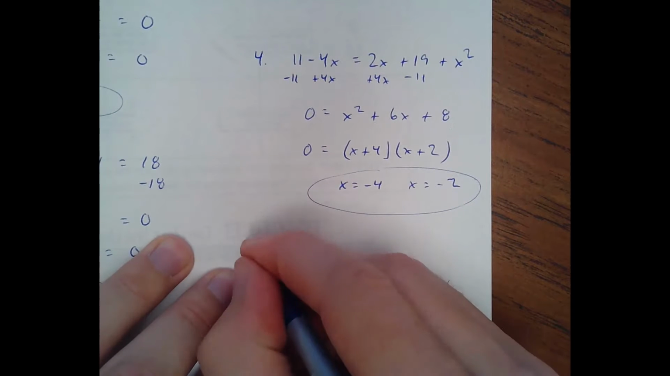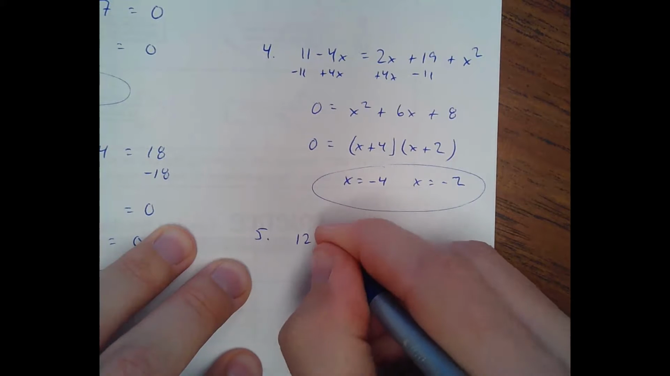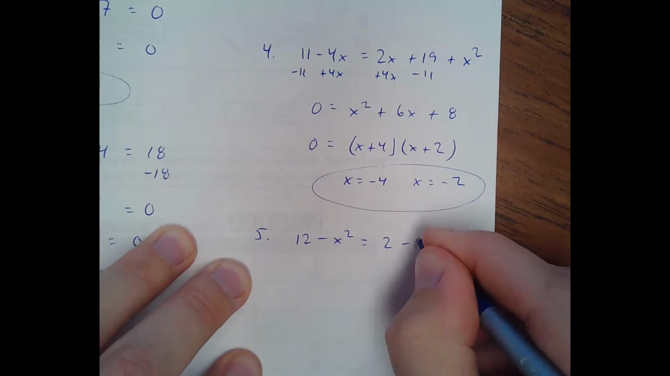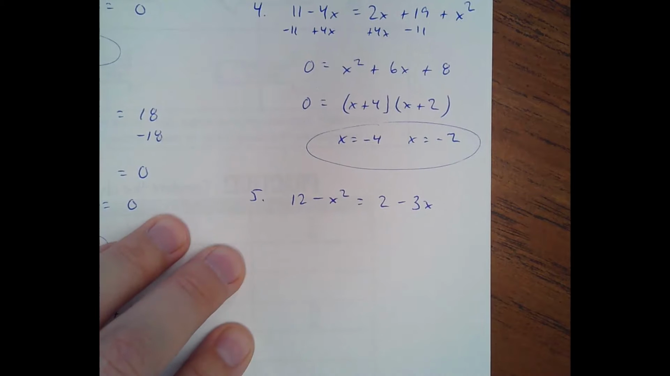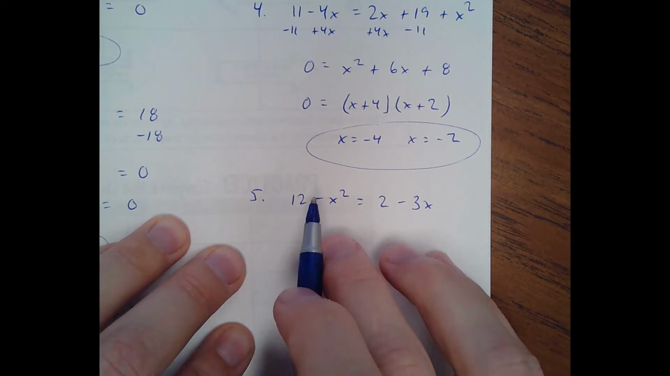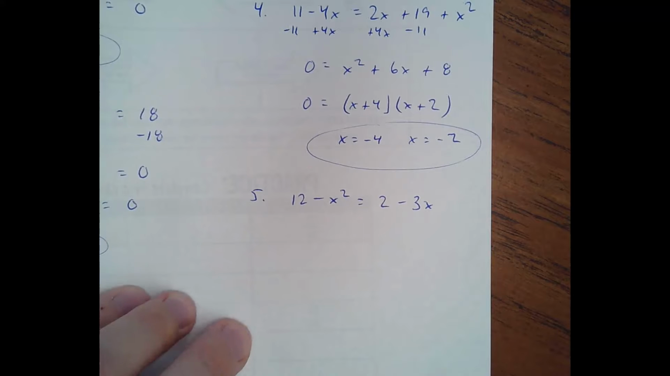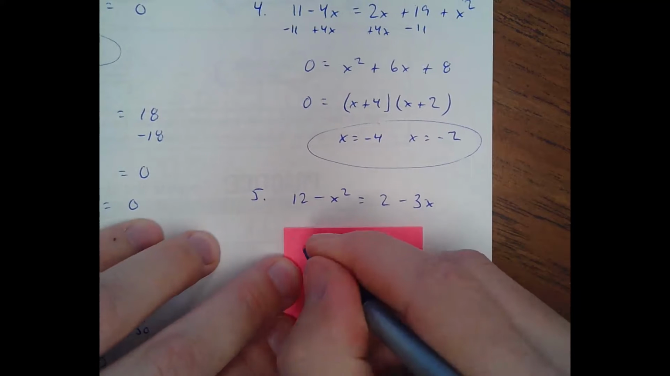All right, 2 more examples here. So in this one, it's going to have a -x squared. So 12 minus x squared equals 2 minus 3x. So again, I don't want this x squared to be negative.